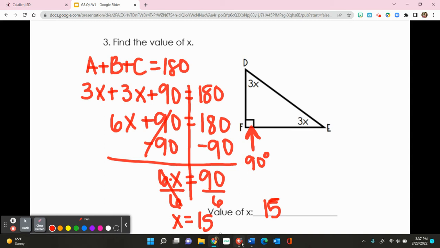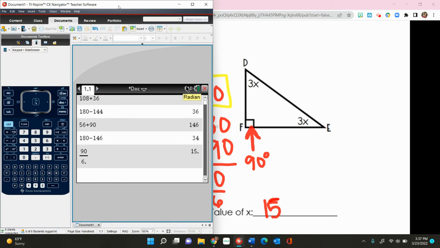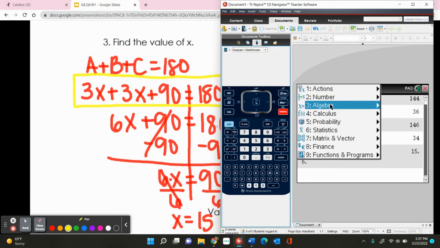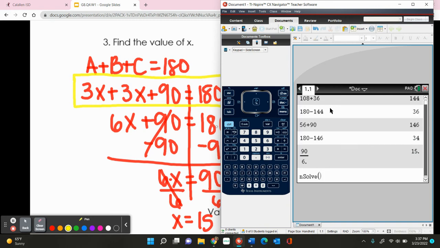So now if we want to go ahead and use InSolve, I'm going to go ahead and type this equation into InSolve. If you don't know how to use InSolve, here's a good refresher. To use InSolve, we're going to press menu 3, 1. Menu 3, 1 is going to bring up InSolve. Now you're going to type your equation in. So this is 3x plus 90 equals 180.